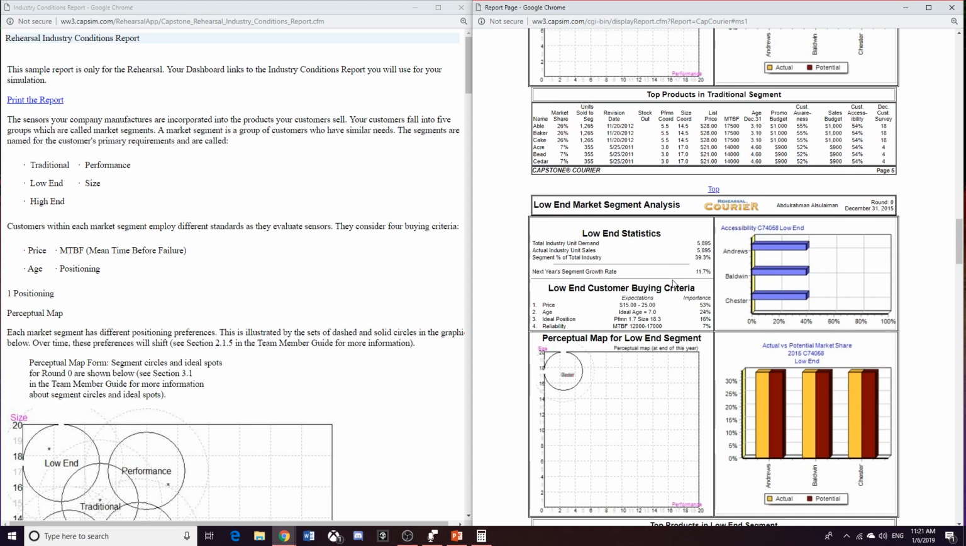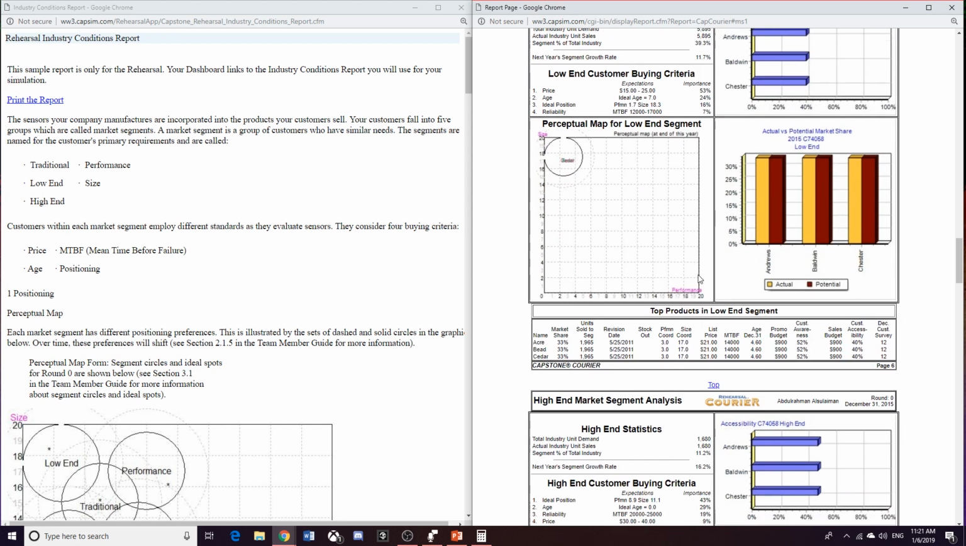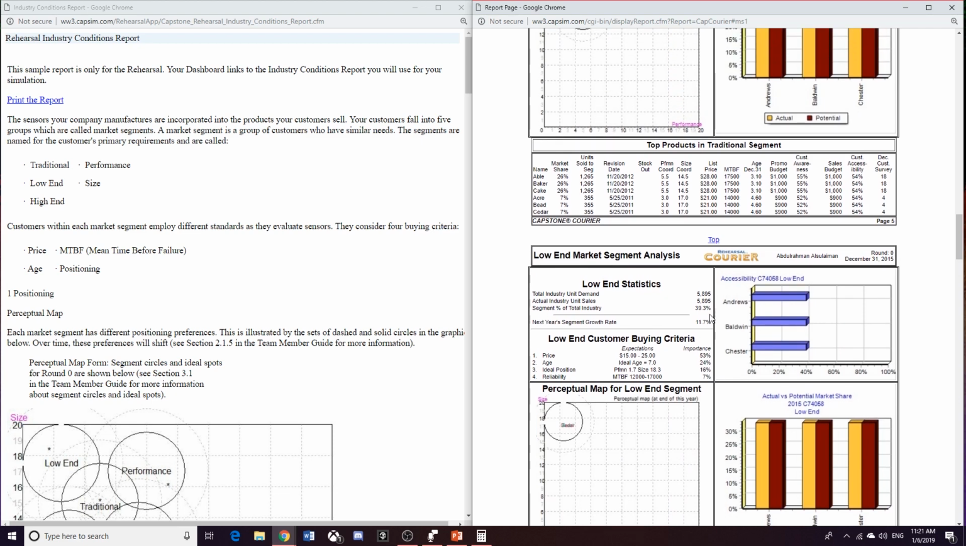Unlike the low end segment, if you're selling your product at $24 and everyone is selling at $19, you're probably going to sell nothing because the importance is 53%. And it is very important for you to have a cheaper price so customers want to buy your product. Okay, this concludes the customer buying criteria, and I hope you understood this. And let's go to customer awareness and accessibility.